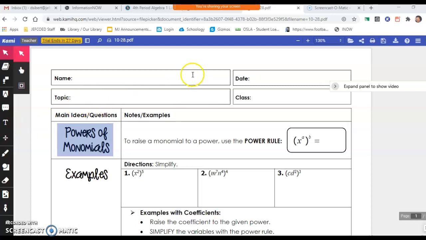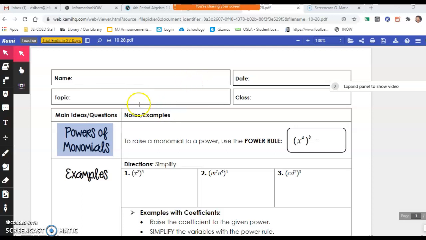All right, so the past couple of days, guys, we dealt with monomials and combining like terms. We looked at the product rule, okay? Product is another word for what? Multiplication, okay? The product rule stated that we add our exponents anytime that we're multiplying monomials together, okay?